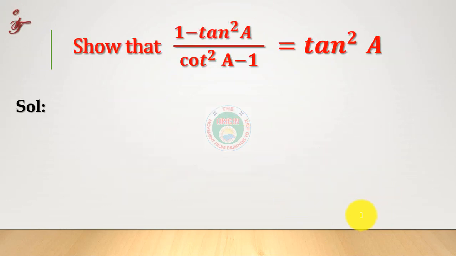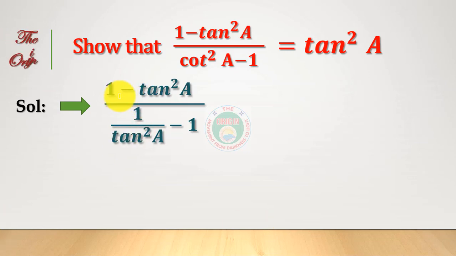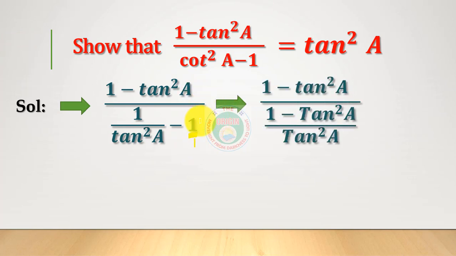Here, (1 minus tan square A) by (1 by tan square A minus 1), same problem as usual, I have taken 1 by 1 assumed. So the LCM is tan square A, so the denominator is tan square A. Tan square A by tan square A, 1 into 1 is 1, and tan square A by 1 is tan square A, tan square A into 1 is tan square A. That is (1 minus tan square A) by ((1 minus tan square A) by tan square A). This is the denominator of the total fraction and this is the numerator.